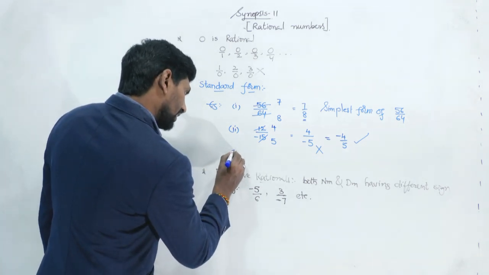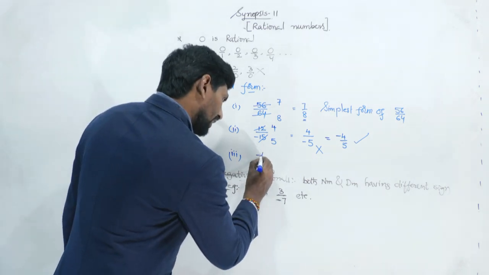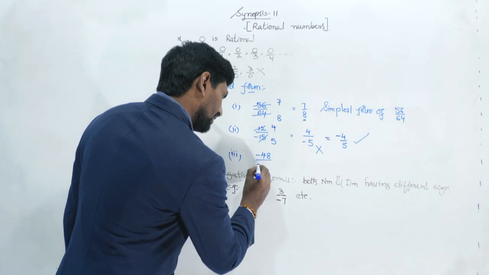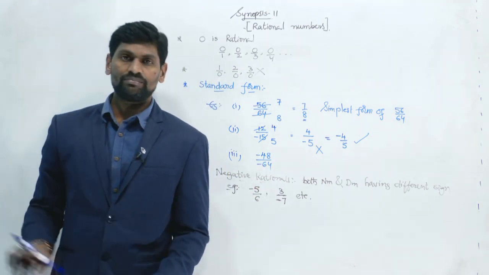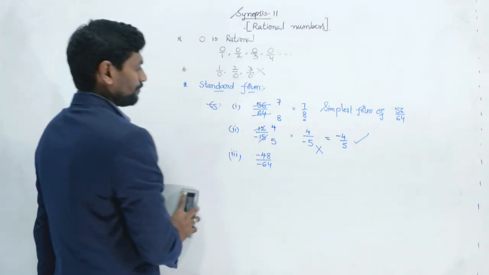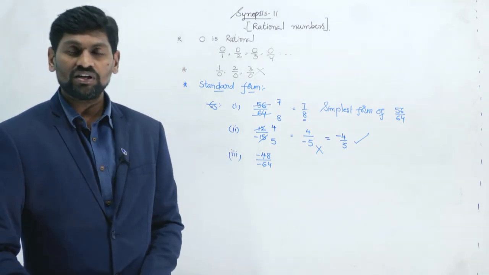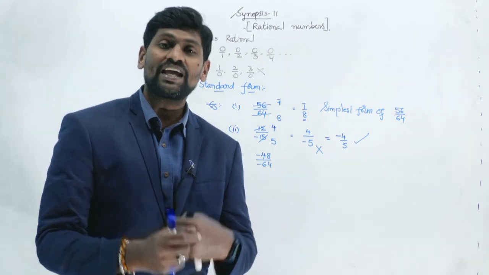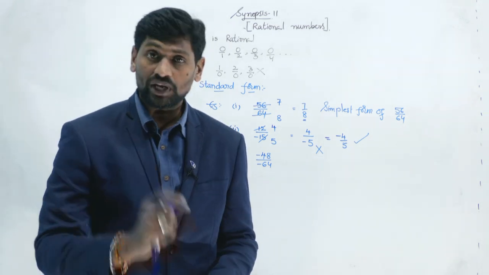Now let us take one more example: minus 48 by minus 64. Both have negative symbols, so it is a positive rational number. The numerator has a negative sign and the denominator also has a negative sign. Both have the same sign, so it is a positive rational number. Opposite signs give a negative rational number.